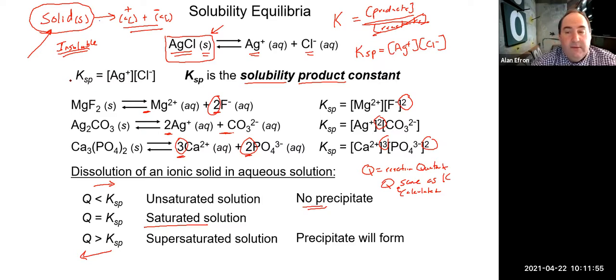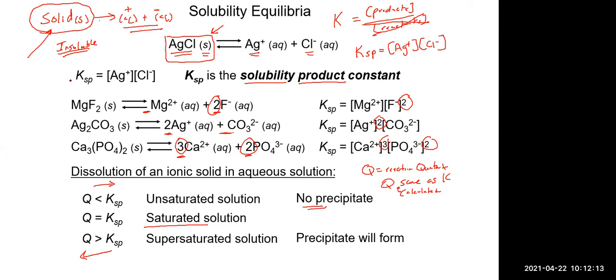So we can use this value that we've seen earlier and calculate it the same way to determine whether or not, if we mix two things together, we would expect a solid to form. And we'll do some calculations involving that a little bit later on here. Any questions on that so far?